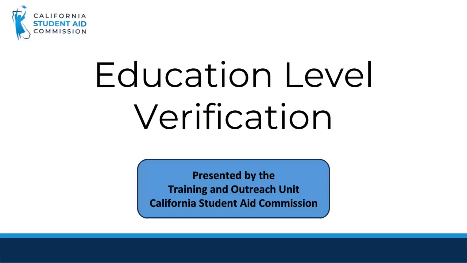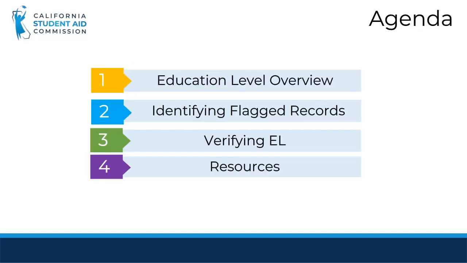This training video reviews the process of education level verification. We will cover the most important aspects of each of these topics: education level and percent remaining eligibility, how to identify, verify, and clear flagged records, and we will leave you with some valuable resources.